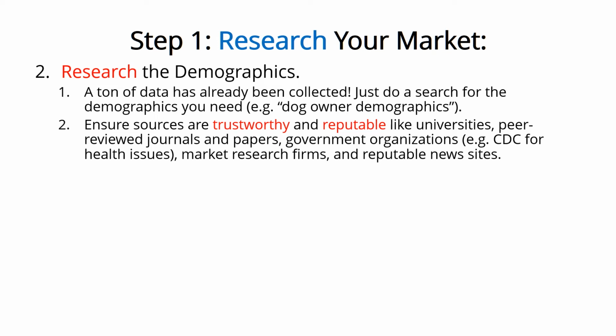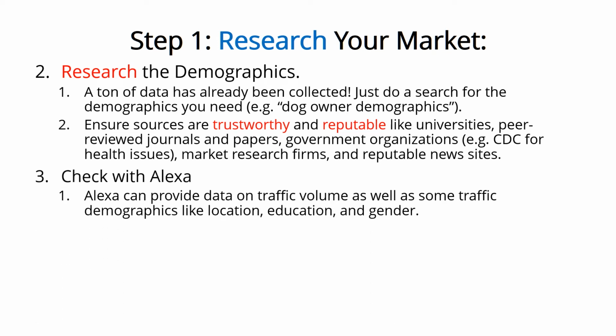Next up, check with Alexa. Many people use Alexa.com to get a sense of how much traffic a site gets relative to other sites in a niche. At least in relation to those who've installed the Alexa toolbar, which may be a skewed sample. However, Alexa also provides some rudimentary demographic information on web visitors, such as their browsing location, education, and gender. Tip: if you use this method, search multiple sites in your niche to ensure that the demographic information is pretty uniform across closely related sites.